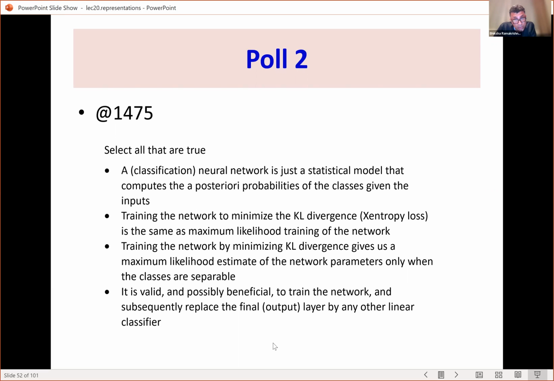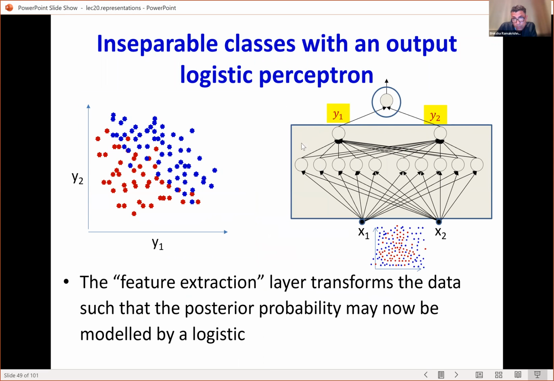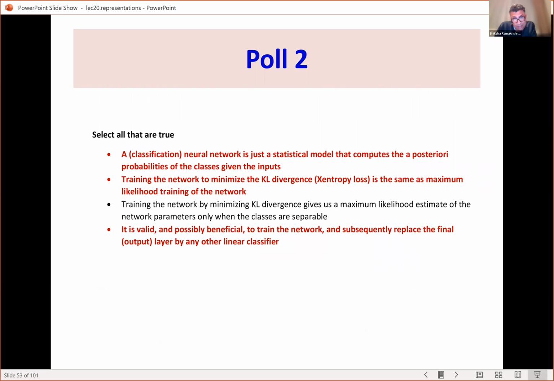It is valid and possibly beneficial to train the network and subsequently replace the final layer by other classifiers. You can imagine that, right? Basically, what is happening is that once you train the network, this portion of the network is actually transforming the input data to become linearly separable or as linearly separable as possible, right? You now have a function f, which takes your data and rearranges it so that the classes are linearly separable. And now using these new features, which are the y's, you could use any other linear classifier. It doesn't have to be a logistic function. It could very well be, for instance, a support vector machine that you use to perform the classification. So the fourth statement is also true.